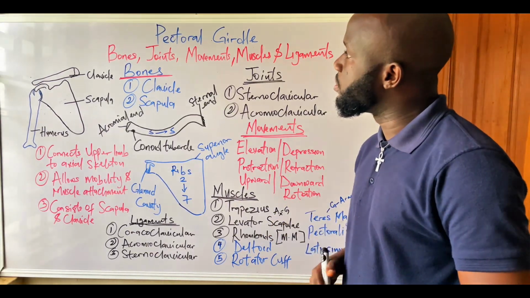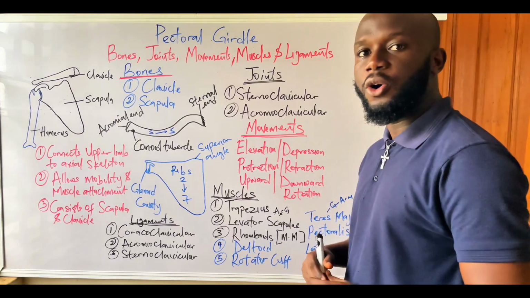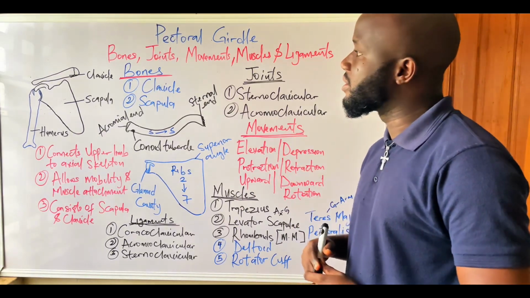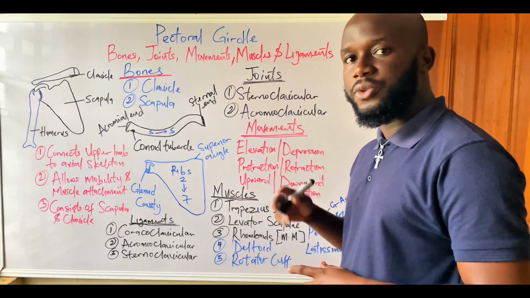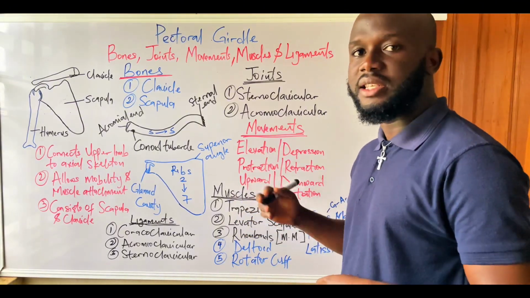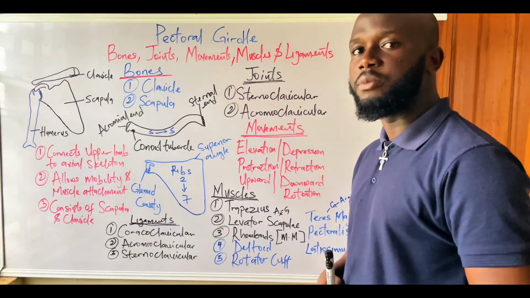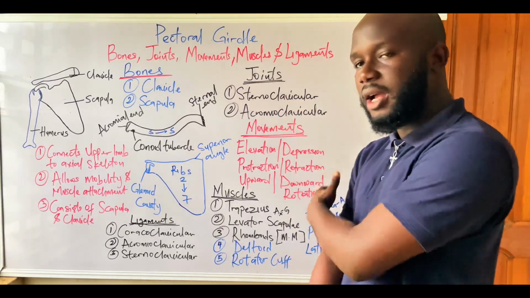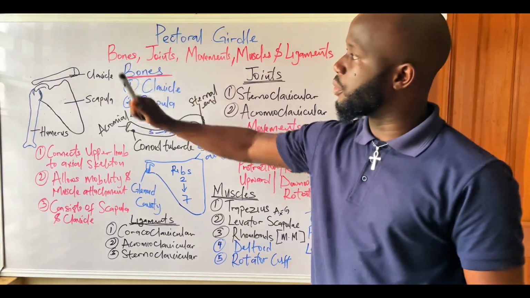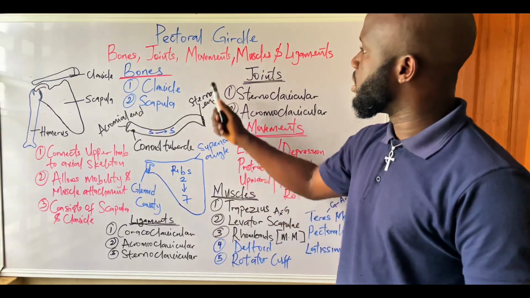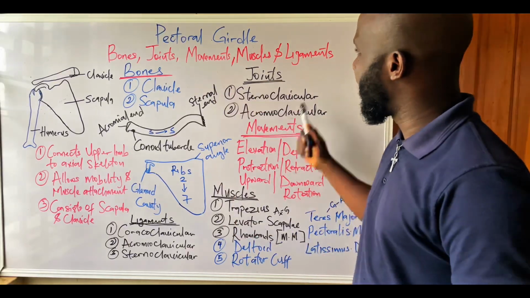In today's teaching, we'll be discussing the pectoral girdle, also known as the shoulder girdle, and this is the bony ring that connects the axial skeleton to the upper limb. If you recall in our last class, we said the axial skeleton is the central framework of the body, and with this, the other appendages are attached. So using this outline, we're talking about the bones, the joints, the movements, the muscles, and the ligaments.